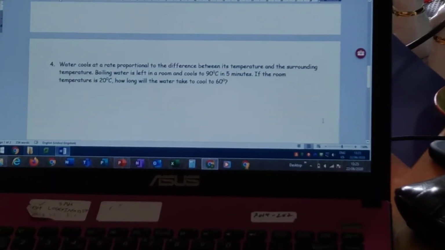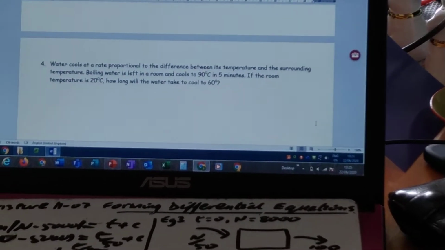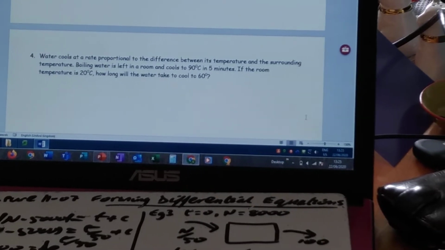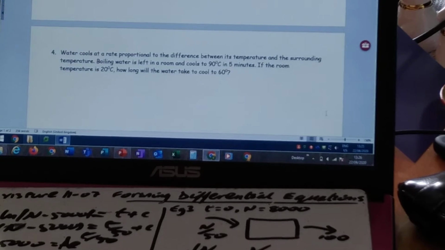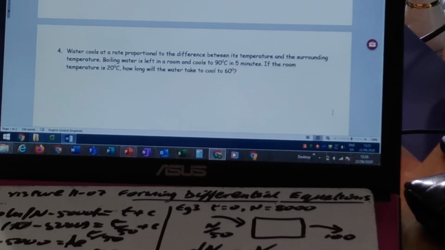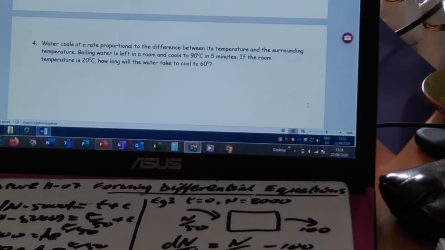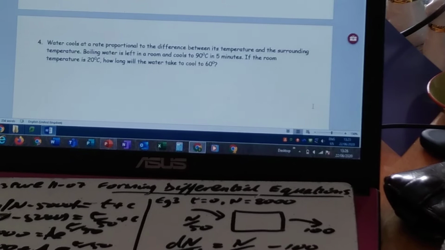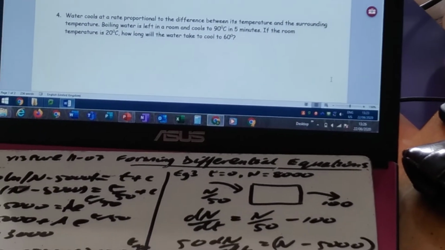Water cools at a rate proportional to the difference between its temperature and surrounding temperature. This is known as Newton's law of cooling. Doesn't say so there, but it is. Boiling water is left in a room and cools to 90 degrees in 5 minutes. So that's a sneaky way of saying T is naught. You need to know that boiling water boils at 100 degrees. So that's going to be leading towards one of our constants. If the room temperature is 20 degrees Celsius, how long will the water take to cool to 60?